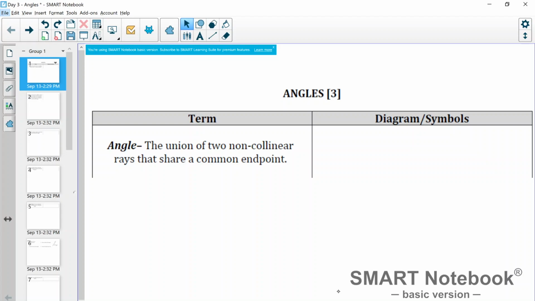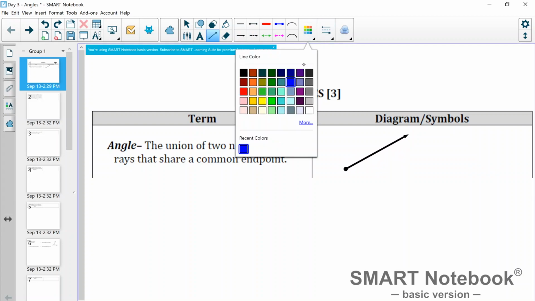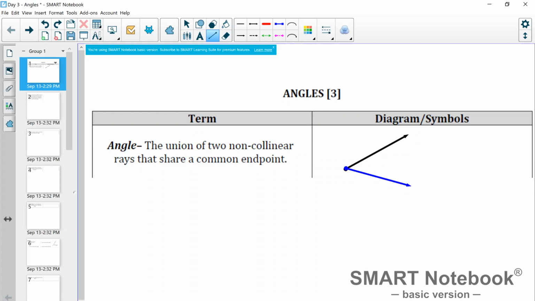Here we have the angle is the union of two non-collinear rays that share a common endpoint. What that looks like is I have a ray going off in one direction, and then I have another ray going off in a different direction. And the resultant space in between is what's known as an angle. So this here is going to be an angle.